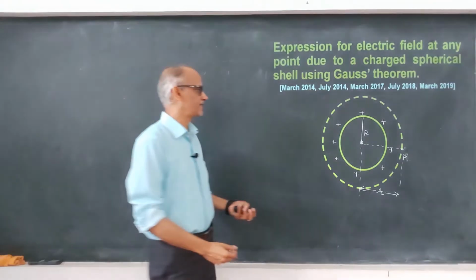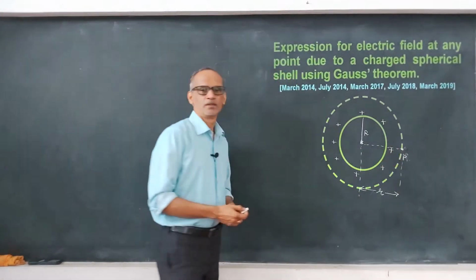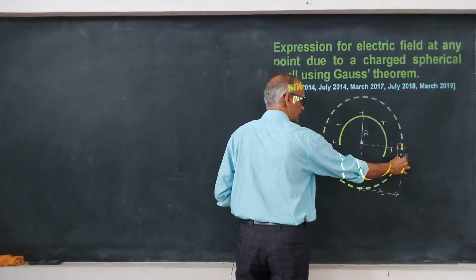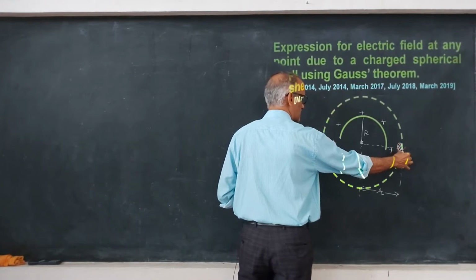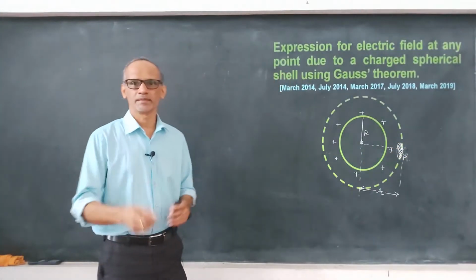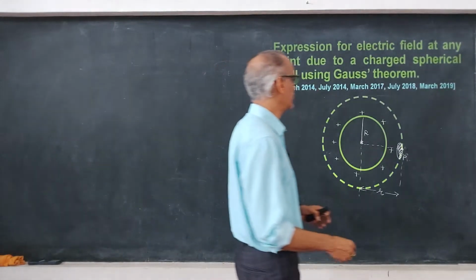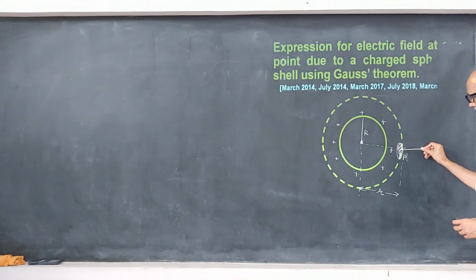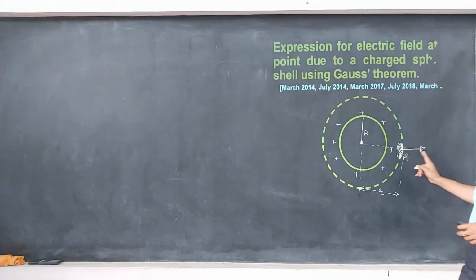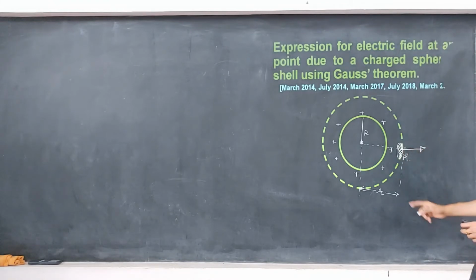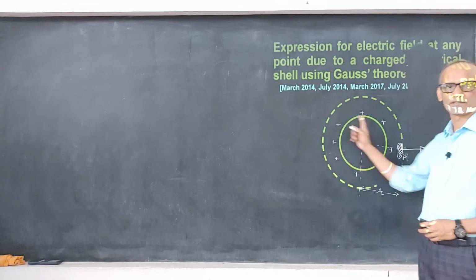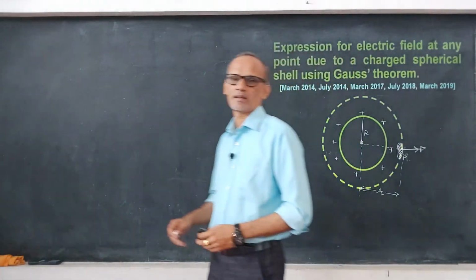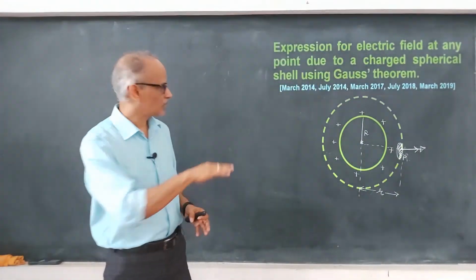I want to find the electric field at point P. To find it, first I am going to assume a very small area surrounding the point P. What is the direction of the area vector here? The direction of the area vector is here like this. Since the sphere is positively charged, the field is also in this direction. The field and the area vector are both along the same direction.